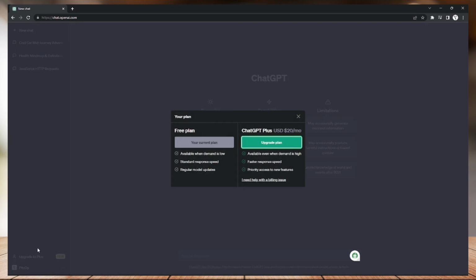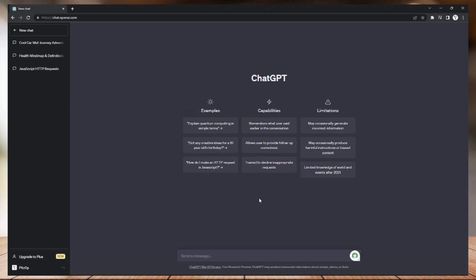Or the fastest way to solve this one is to upgrade to premium, and it will reduce some errors or most of the errors that can occur on ChatGPT. And that's it. That's how you solve this problem.